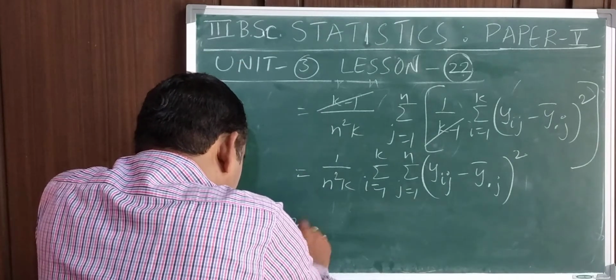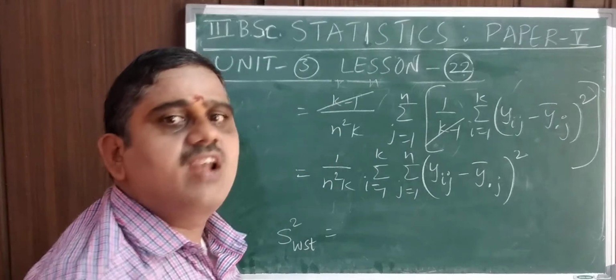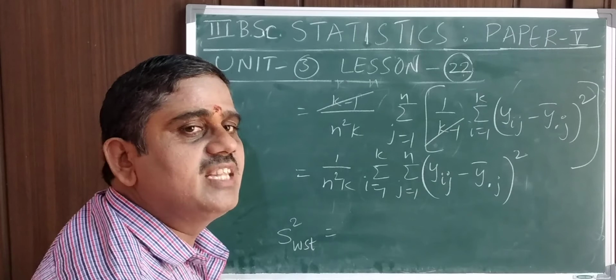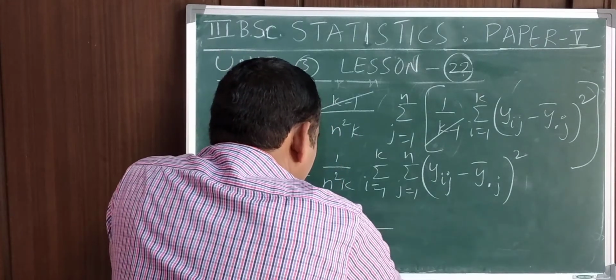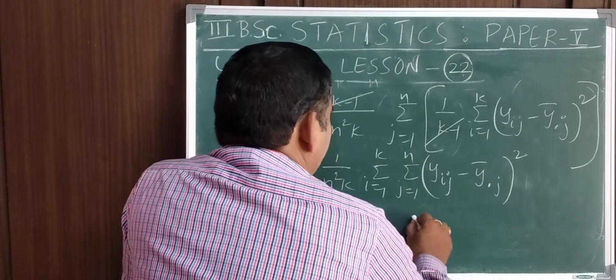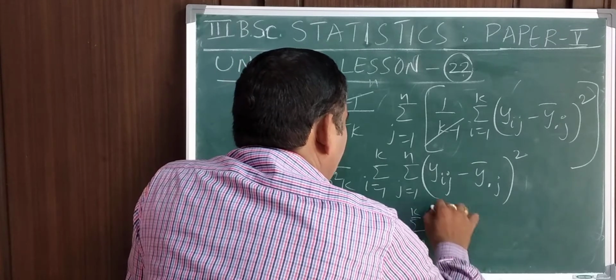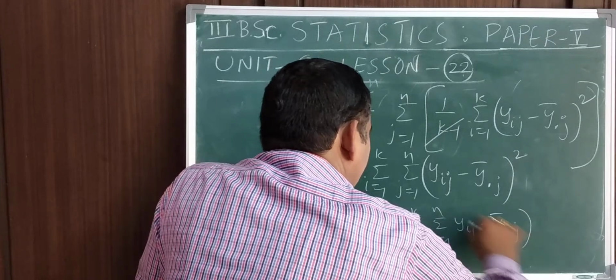I write the formula here. S square wst, the mean square within the stratum, the population mean square between the units within the stratum. It is calculated by the formula 1 by n into k minus 1, summation i is equal to 1 to k, summation j is equal to 1 to n, yij minus y bar dot j, the whole square.